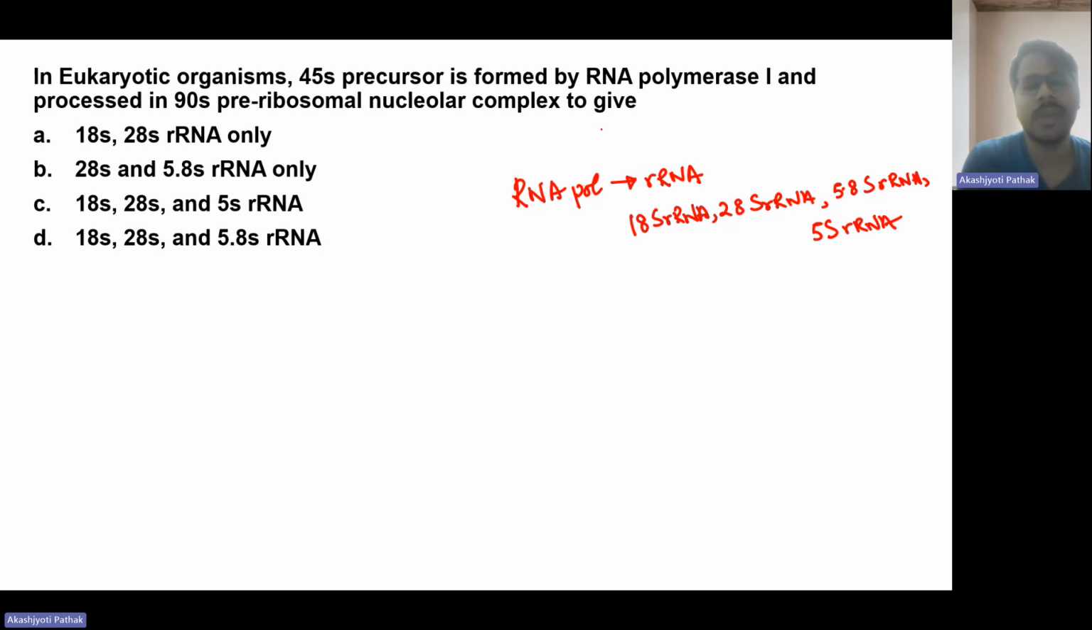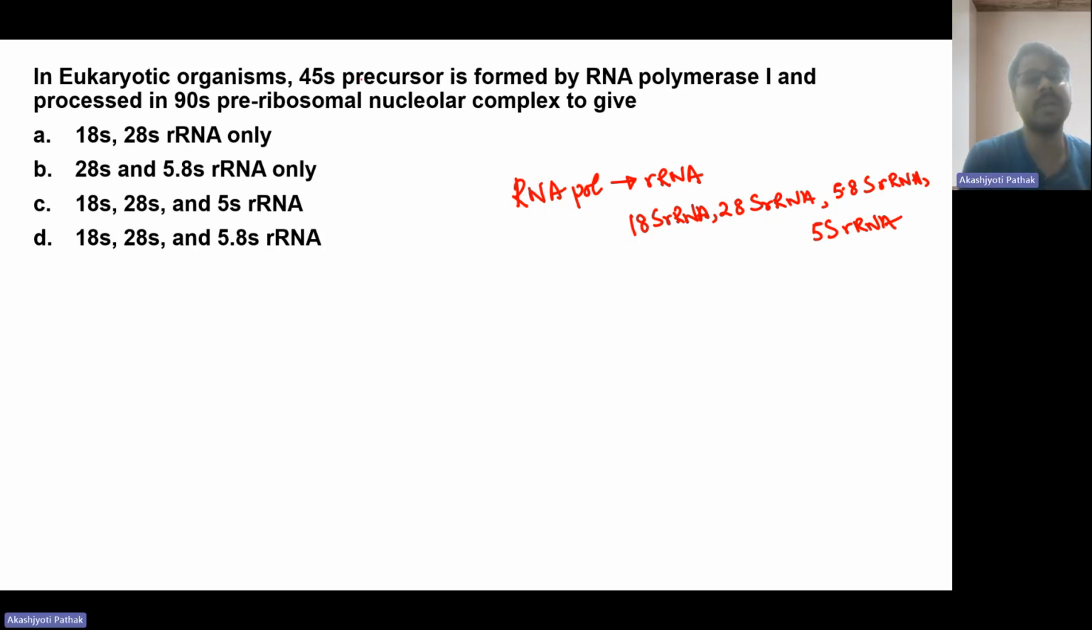The eukaryotic ribosome is 80S. It is an 80S ribosome, and it has a 40S and a 60S subunit. So here, the 45S precursor. What are the rRNAs?